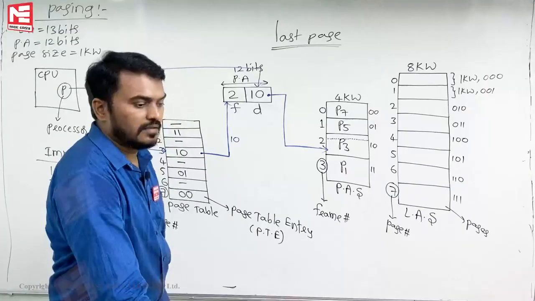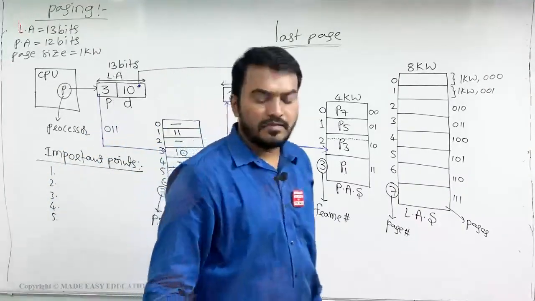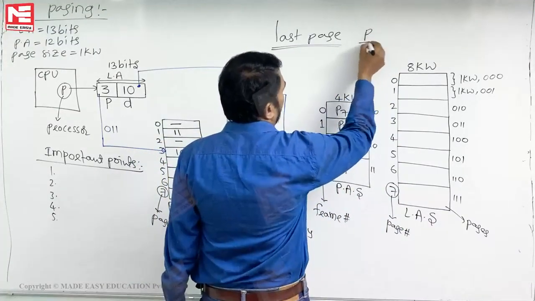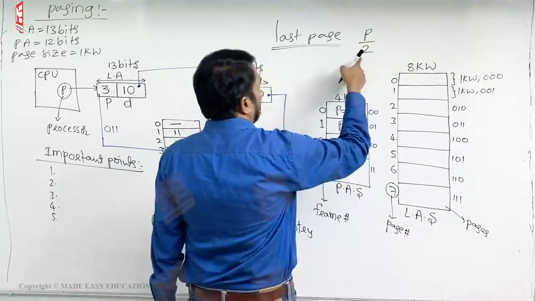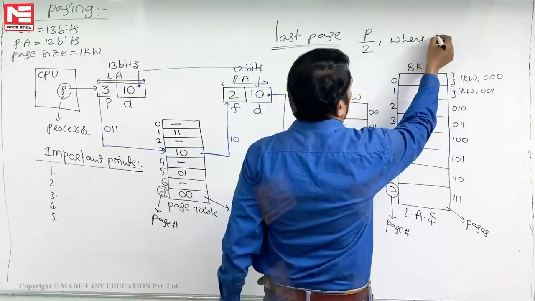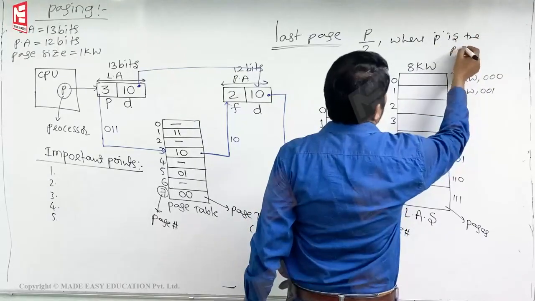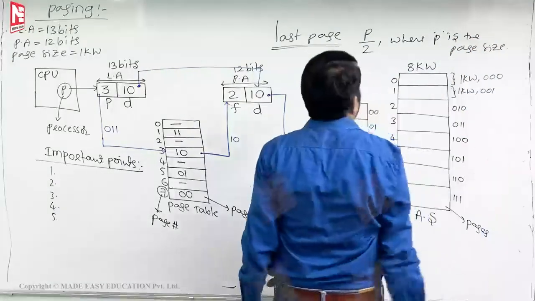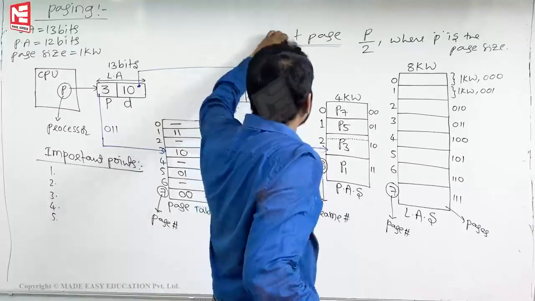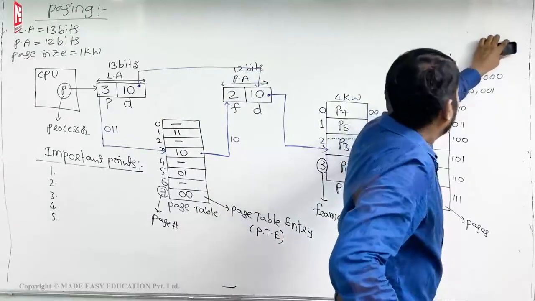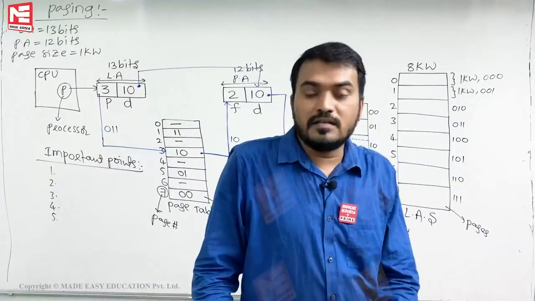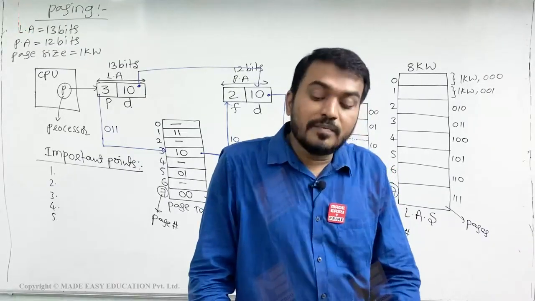Internal fragmentation in the paging is considered as P by 2, where P is the page size. I am repeating, the internal fragmentation exists in the last page, and internal fragmentation in the paging is considered as P by 2, where P is the page size.